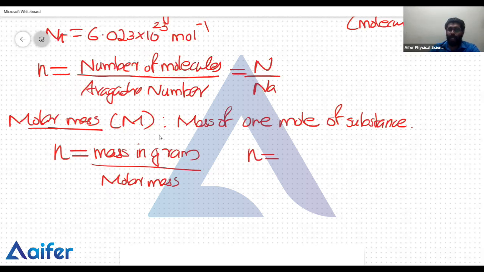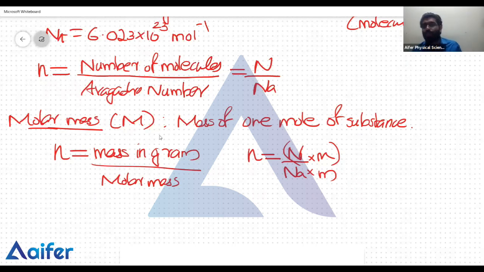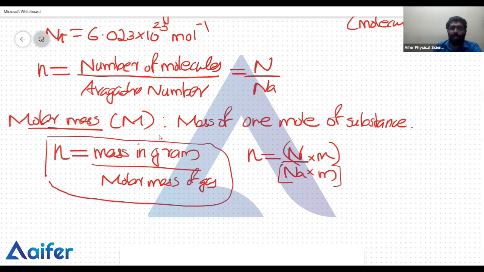How do you get that? n equal to, you know that n equal to N by Na, right? If you multiply with m and dividing with m, what is the numerator equal to? This is equal to mass of the given substance. Given substance containing N number of molecules, therefore Nm means mass of the given substance. In the denominator, you have Na into m, which is nothing but the molar mass. Okay, so we can say that mass of the gas divided by molar mass of gas will give you this n.